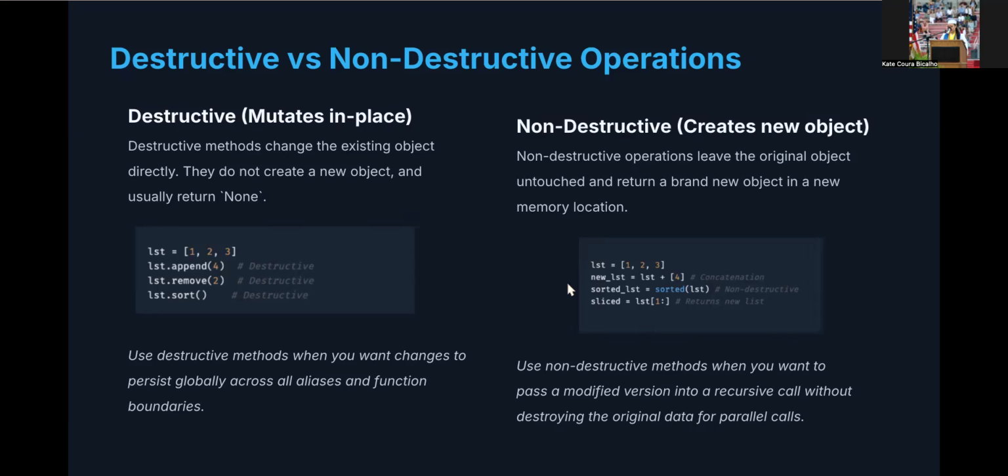If I said list.append(4), that means 4 gets added directly to this list, but our new list points to something entirely different. So that's essentially what it means to be non-destructive. So we have some examples of that.